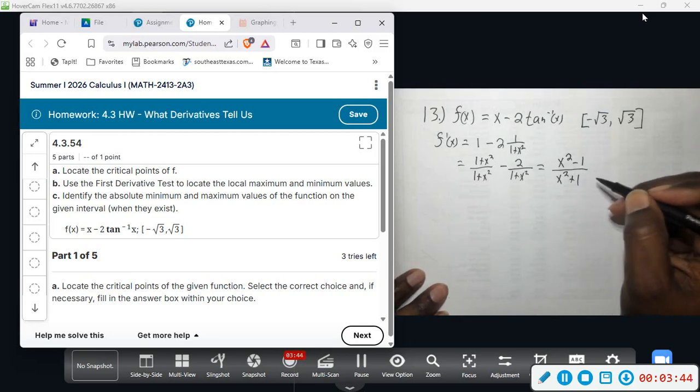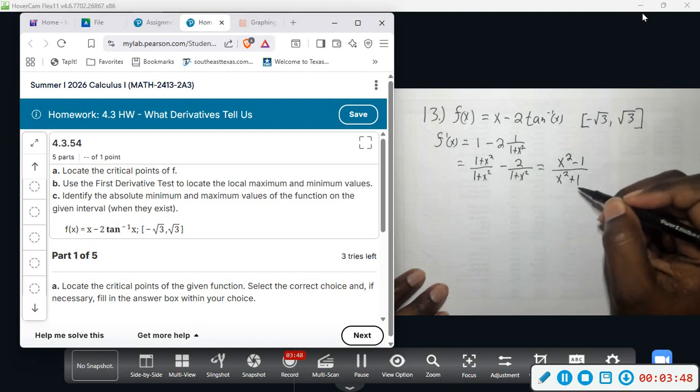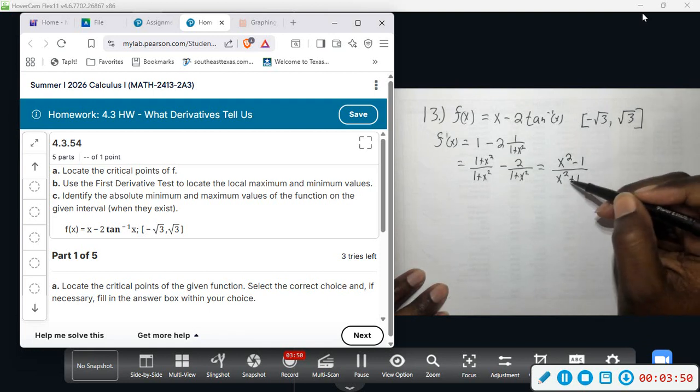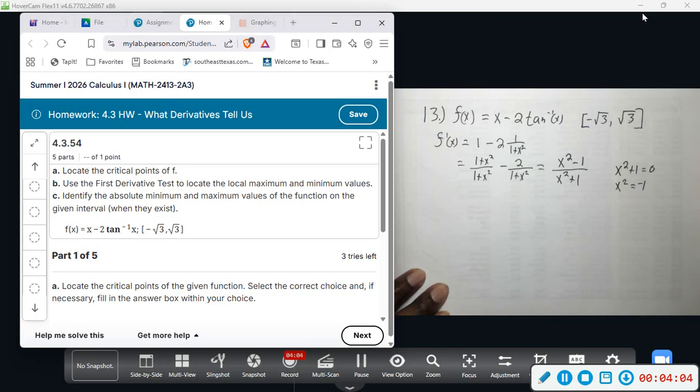We would set this equal to 0. You also got to remember that the denominator cannot be 0. So there's nothing that will make the denominator 0. If you work that out, subtract 1, you will get x squared equals negative 1, and x squared can never be negative 1. Negative times a negative is positive, so nothing on the denominator.